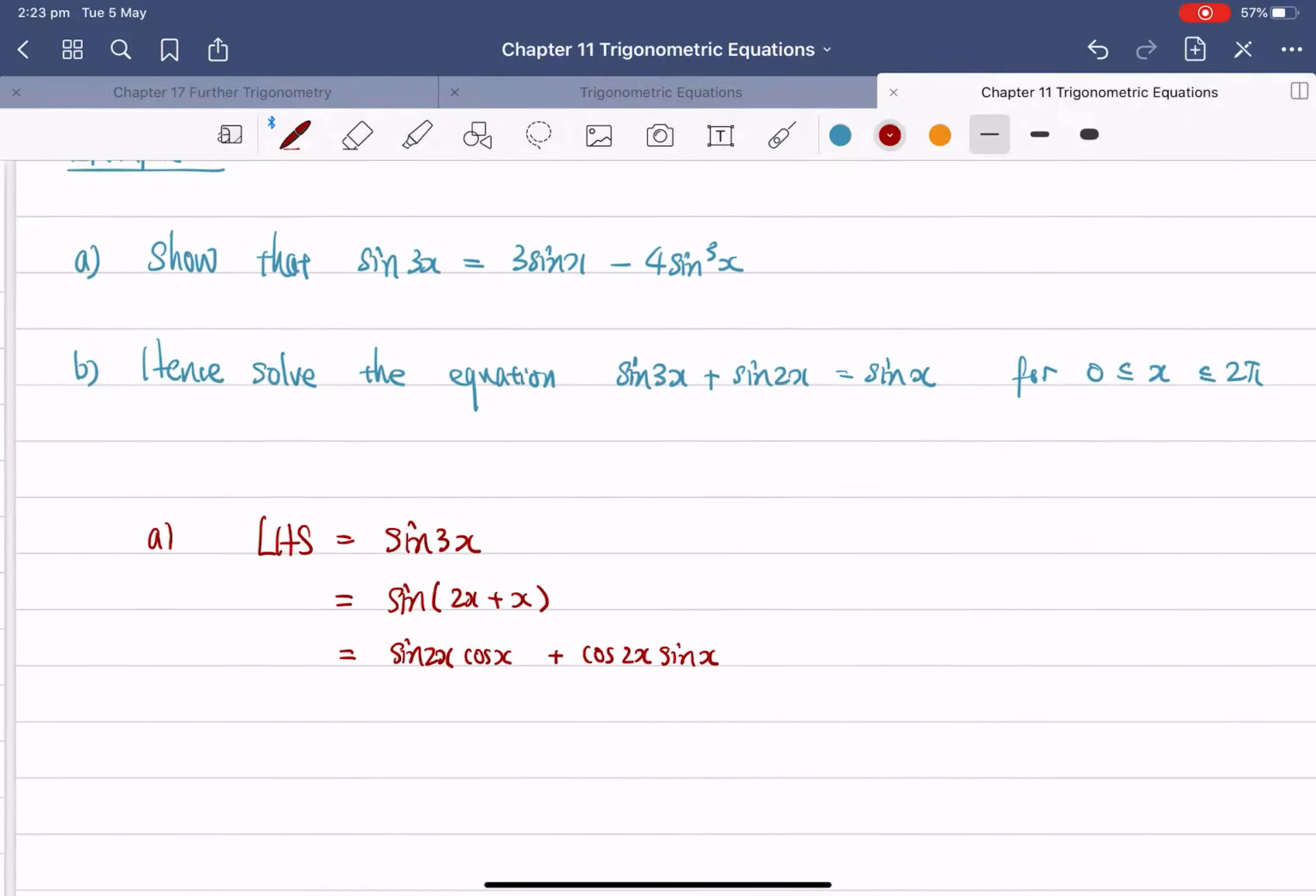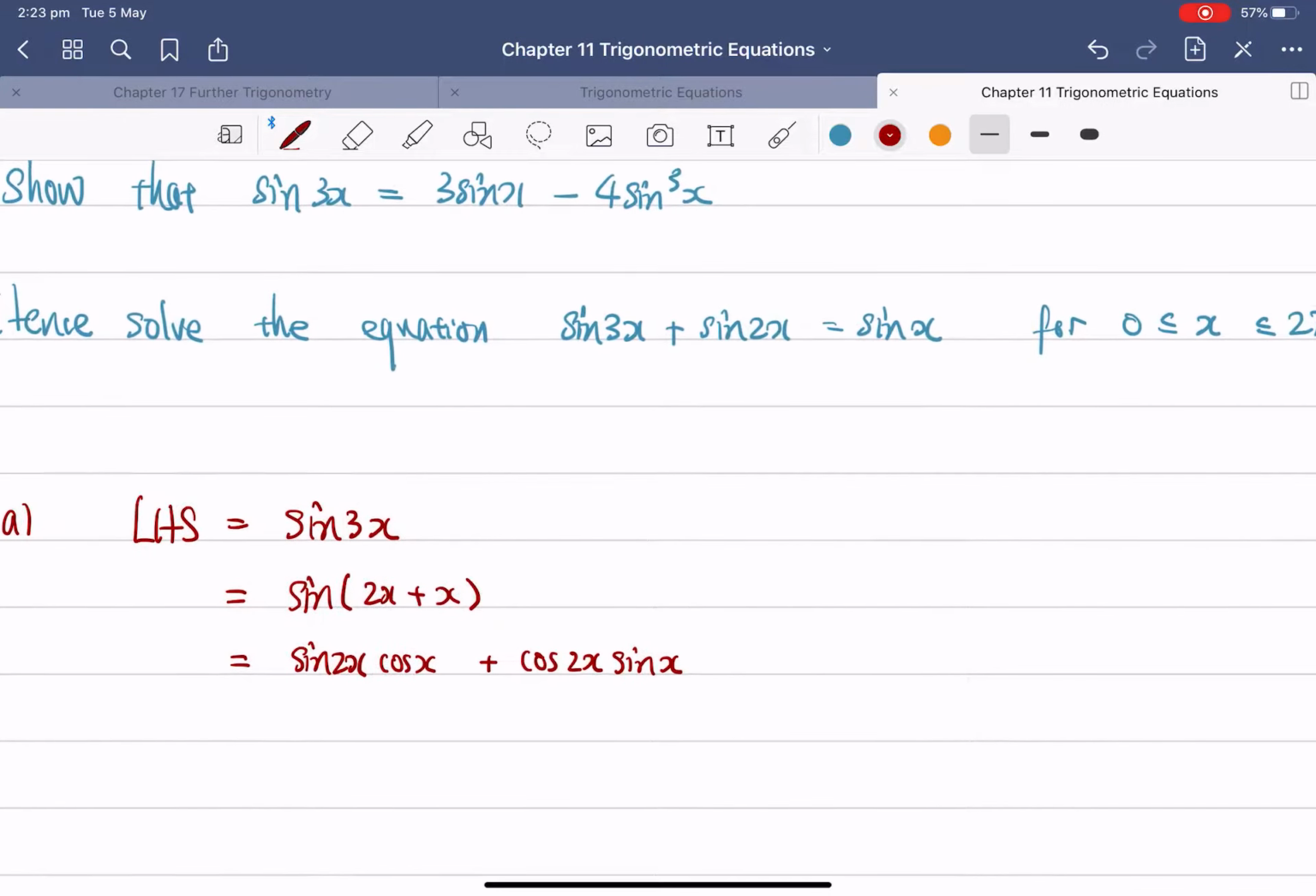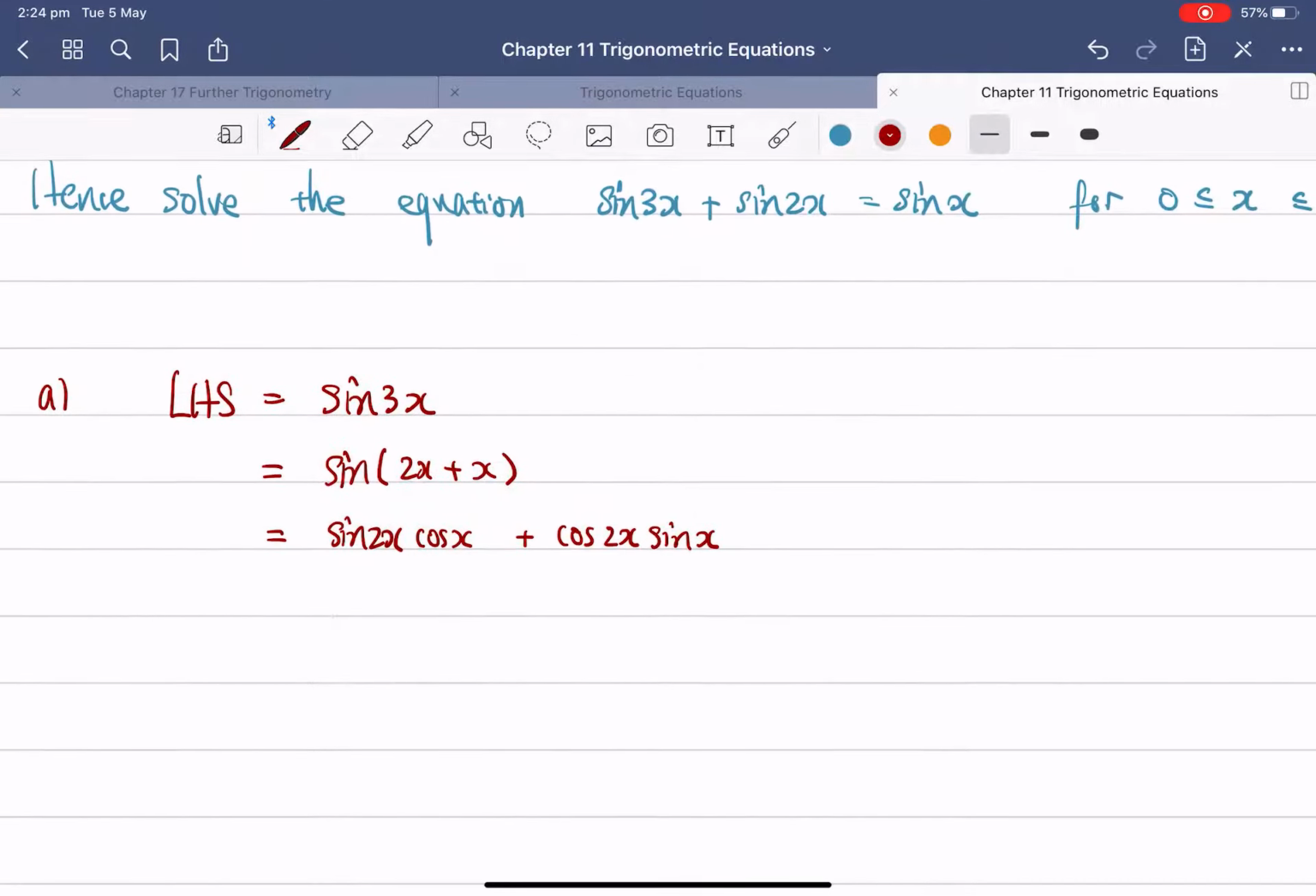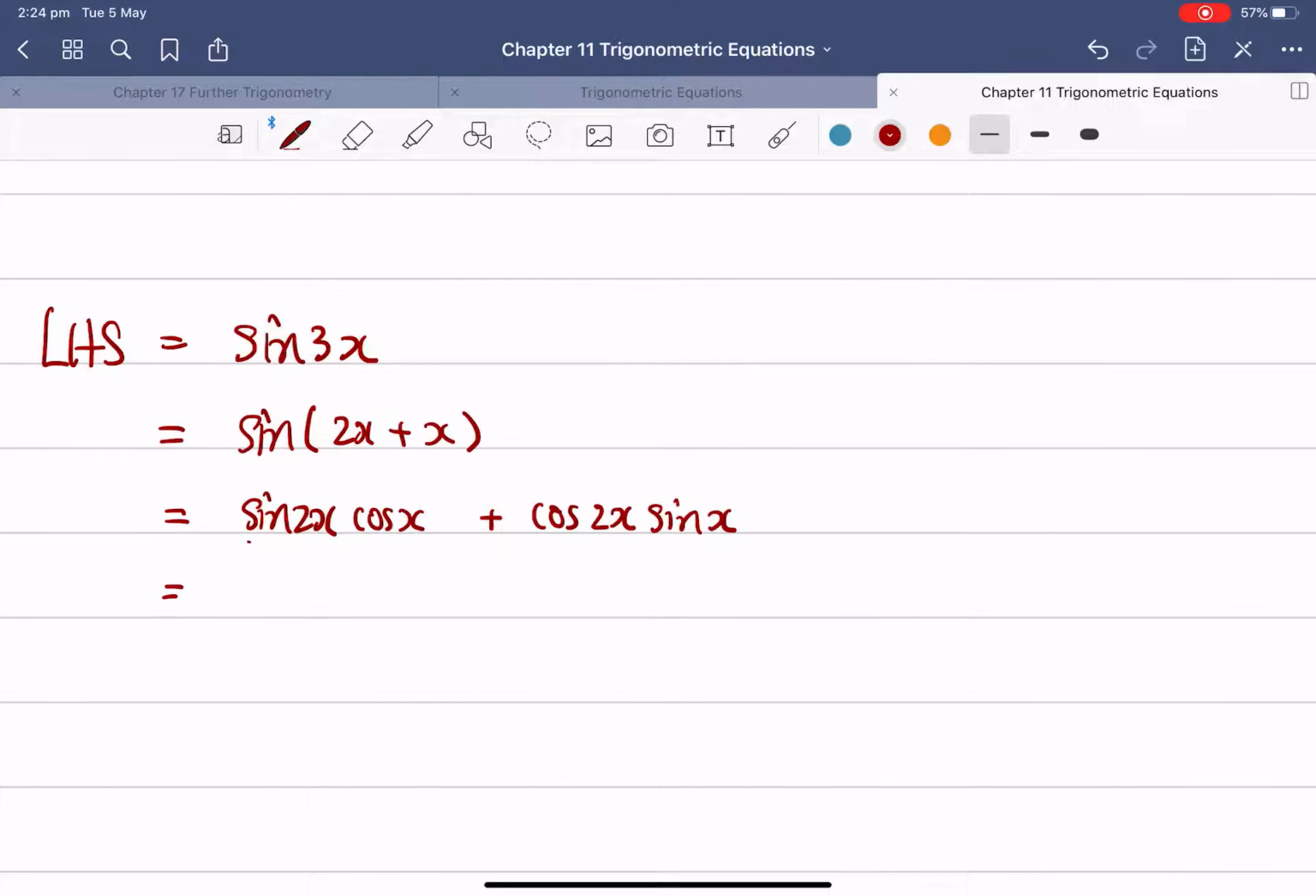Once you finish up to here, the next step is to think about how to change everything into sine. That's really important. How do we do that? For the first one, sine 2x, we can use the double angle formula, which gives you 2 sine x cosine x.